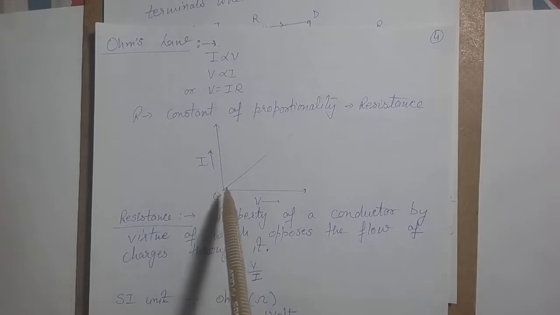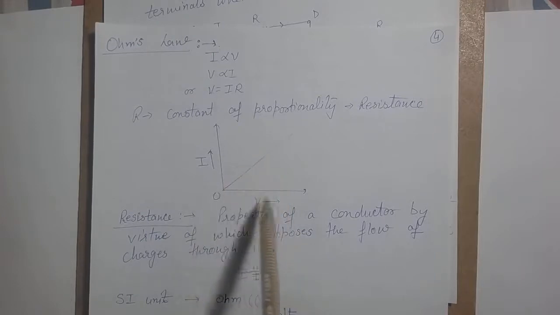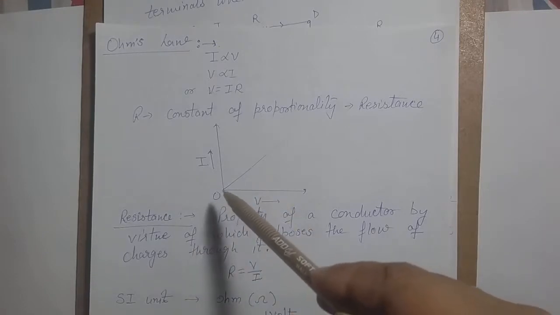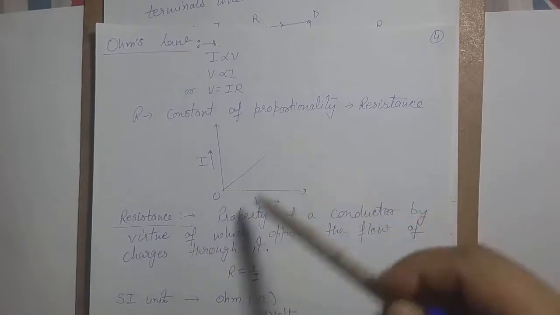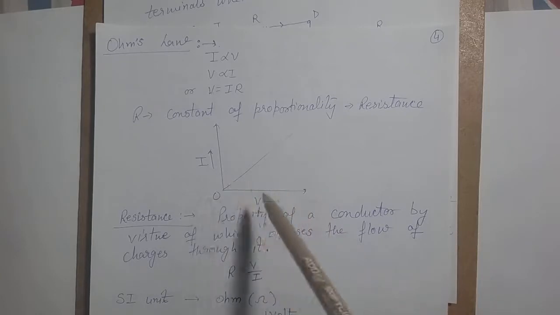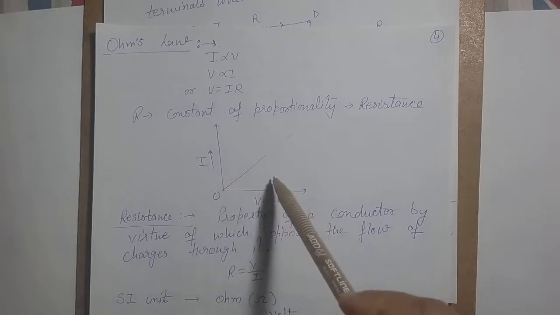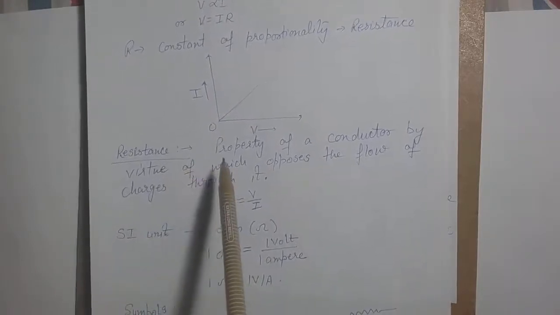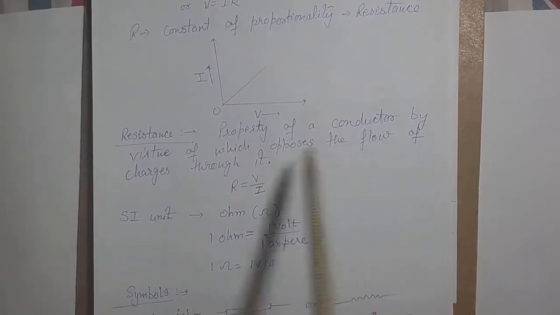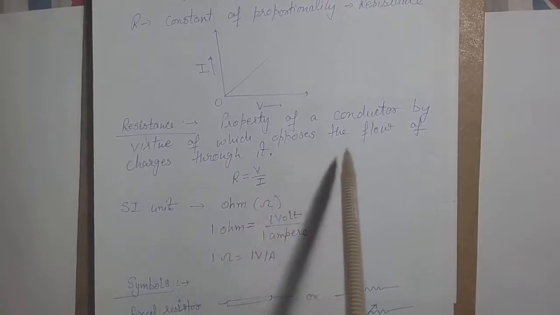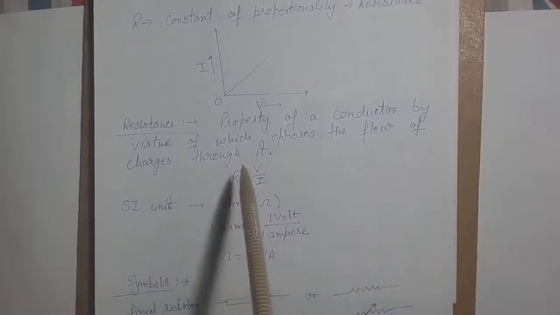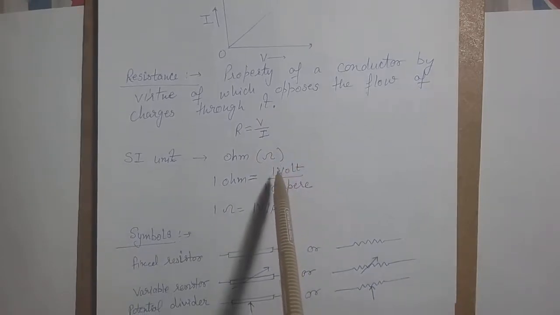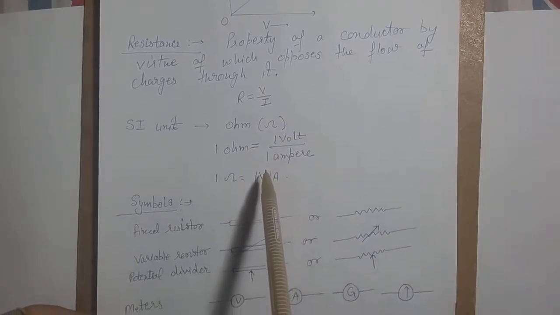And we can plot a graph for this. This is your potential, this is your current, and we get a straight line graph. The slope of this V-I graph gives the resistance. So what is resistance, students? Resistance is the property of a conductor by virtue of which it opposes the flow of charge through it. So resistance is a property of a given conductor, because of which it opposes the flow of charges.